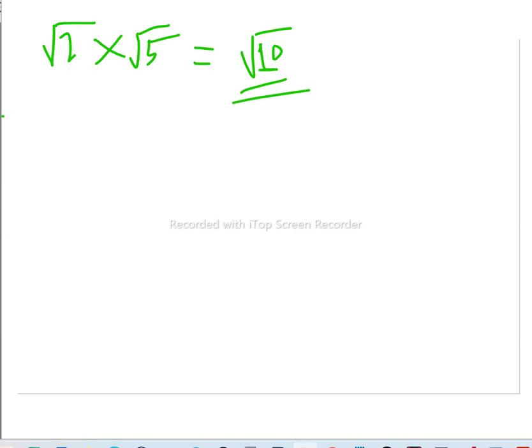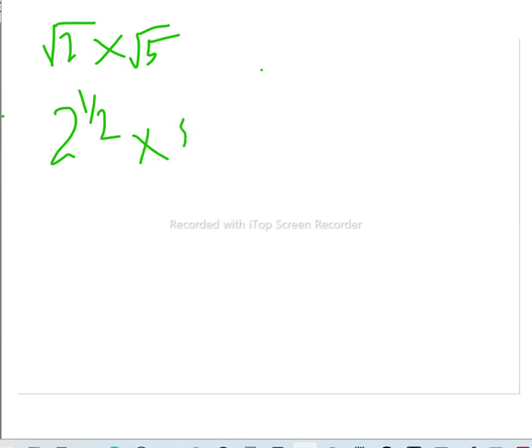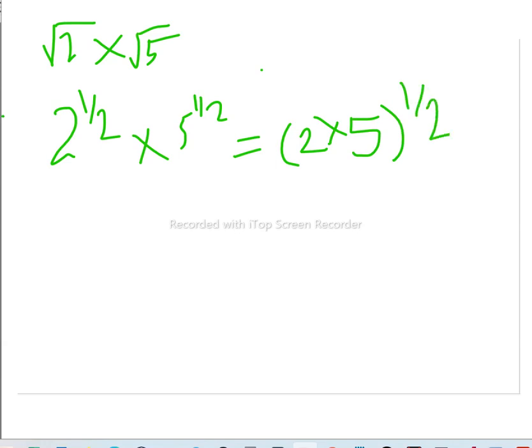In another way, we can also do this equation. The square root of 2 means we can write 2 to the power of 1 over 2, times the square root of 5, which means 5 to the power of 1 over 2. Since they have the same power, we can take 2 times 5 under the power of 1 over 2. 2 times 5 means 10. So 10 to the power of 1 over 2.